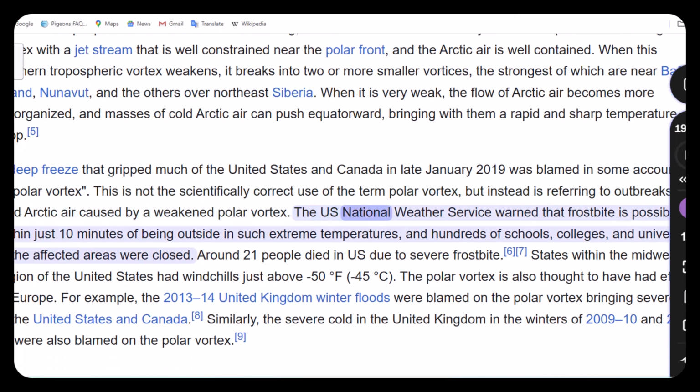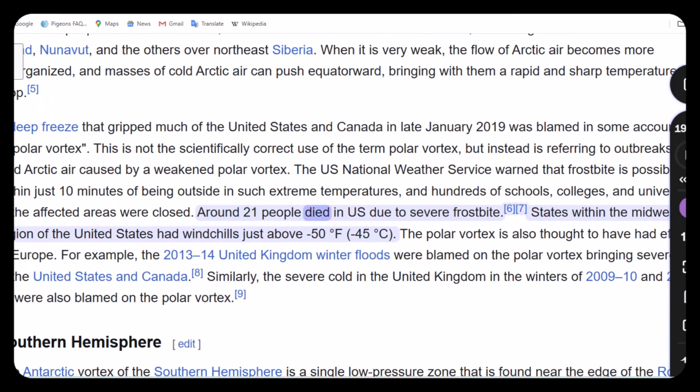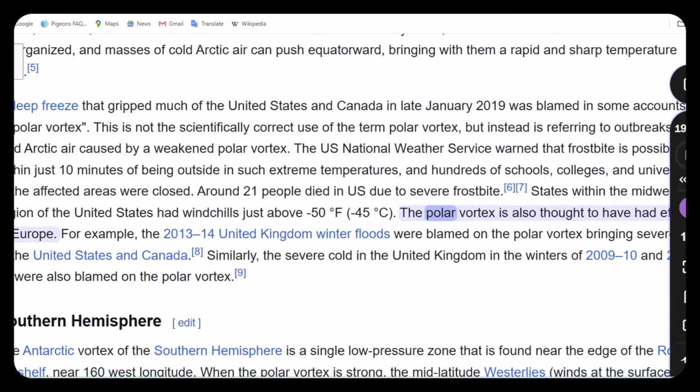The U.S. National Weather Service warned that frostbite is possible within just 10 minutes of being outside in such extreme temperatures, and hundreds of schools, colleges, and universities in the affected areas were closed. Around 21 people died in the US due to severe frostbite. 7 states within the Midwest region of the United States had wind chills just above minus 50 degrees Fahrenheit, minus 45 degrees Celsius. The polar vortex is also thought to have had effects in Europe.